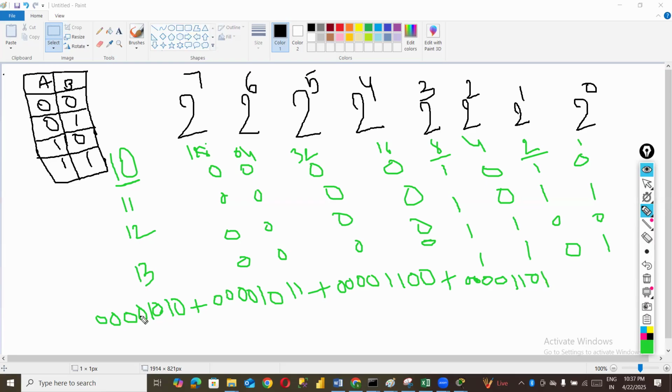Okay. Now we converted this 10 dot 11 dot 12 dot 13. This dotted decimal value, we converted to binary, right? Dotted decimal value to binary we converted. Fine. So what is our class A network range?